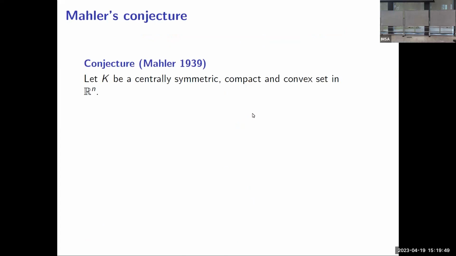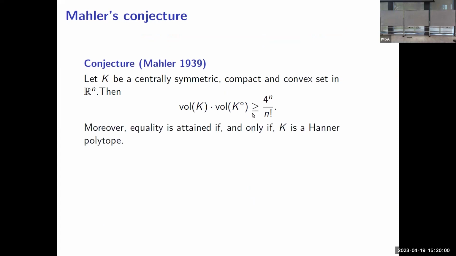Okay, so we can state the Mahler conjecture like this. If K is a centrally symmetric compact and convex set, then the Mahler product has this lower bound of 4^n over n factorial, and the equality is attained if and only if K is a Hanner polytope.